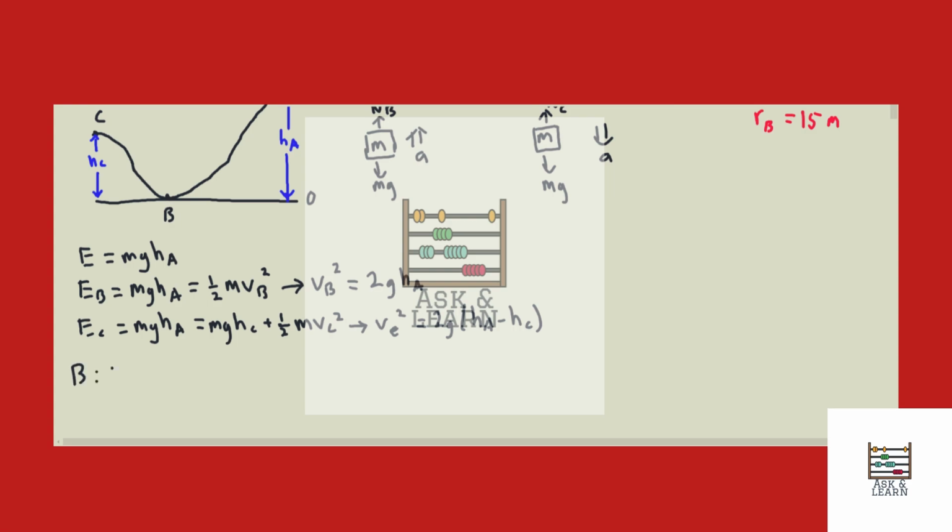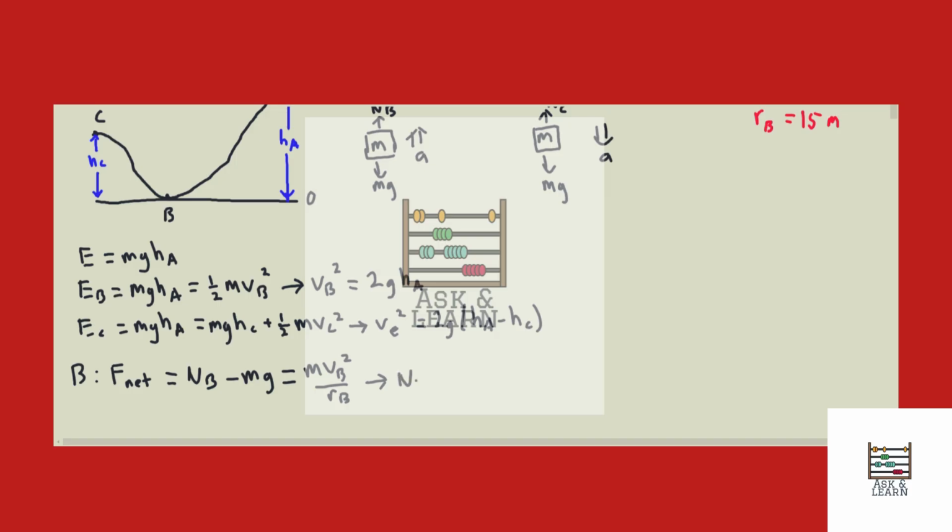And so we've got our net force. Acceleration in the upward direction is positive, so we'll say that N_B, the normal force, minus mg is going to be equal to ma, right? So F net equals ma, and in this case our a is equal to v squared over r, since we have centripetal acceleration. So it's going to be equal to m v_B squared over r_B.